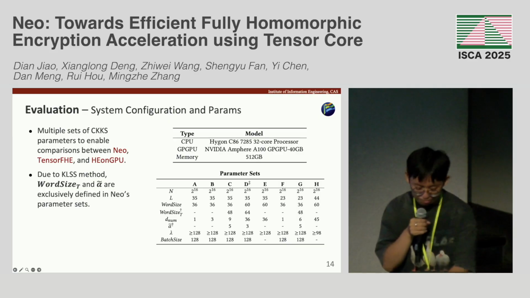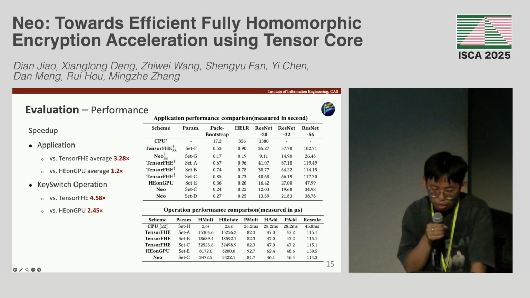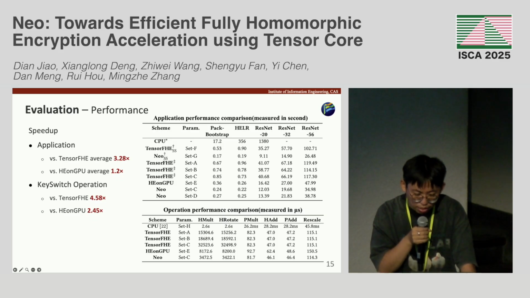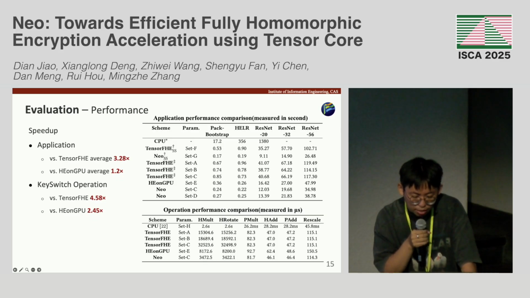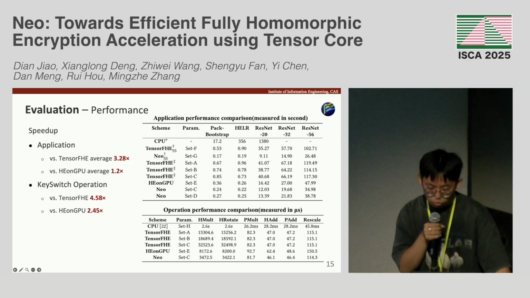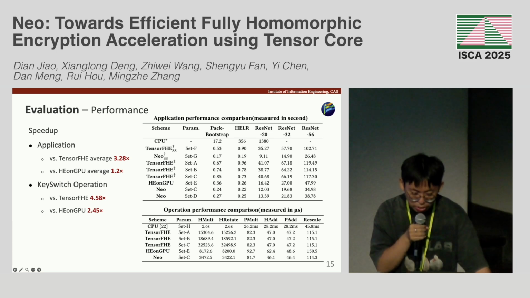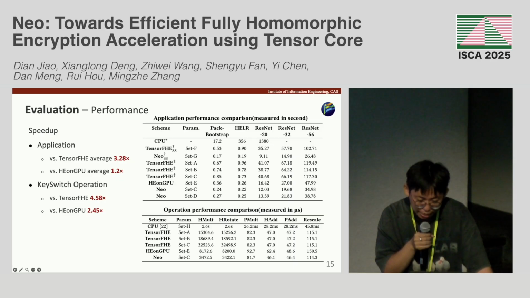HE on GPU. Now let's look at the performance advantages of NEO in practical application. The 3 major applications are pack bootstrap, a ciphertext bootstrapping operation that restores security levels and integrates double rescale to ensure precision; HELR, privacy-preserving machine learning based on logistic regression; and ResNet, encrypted CNN inference of different scales.